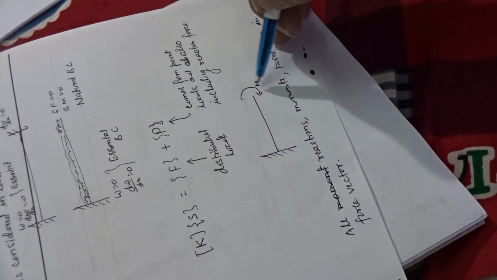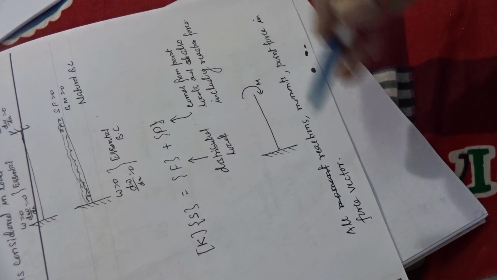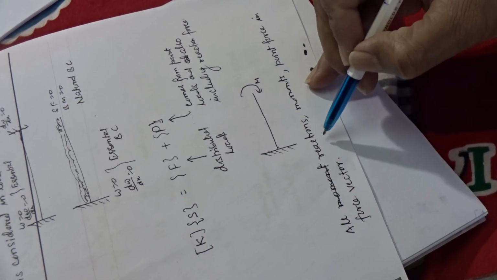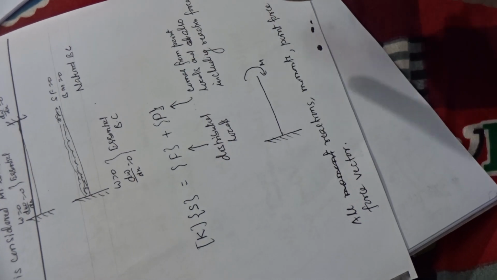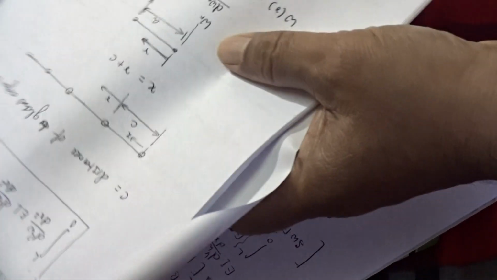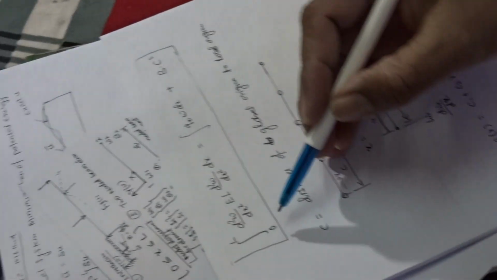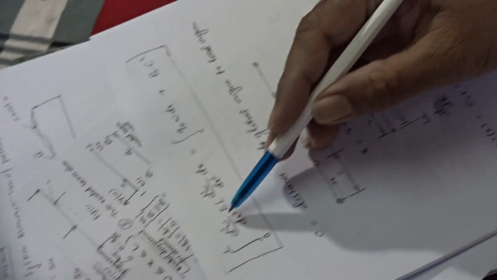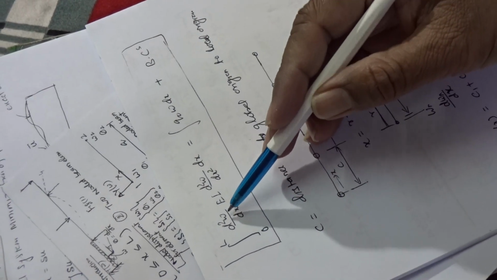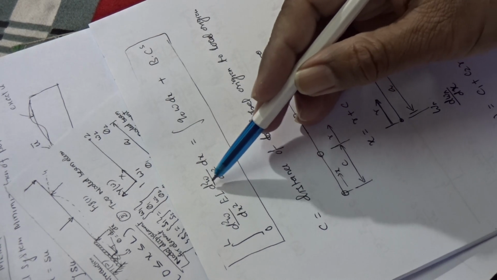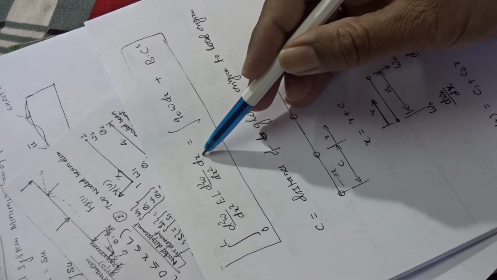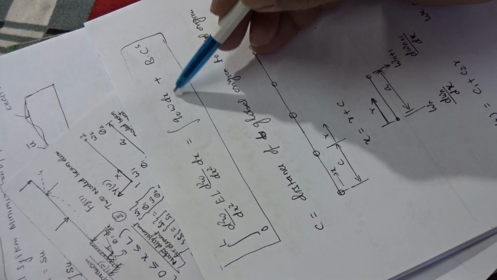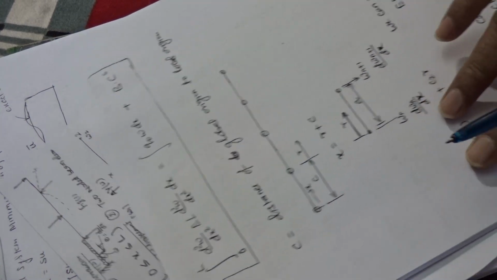Suppose a moment m is applied on the beam, so all the reactions, moments and point forces are in vectors. So this is the final equation from 0 to L: the integral of d2w by dx square EI d2w by dx square dx is equal to the force plus boundary conditions.